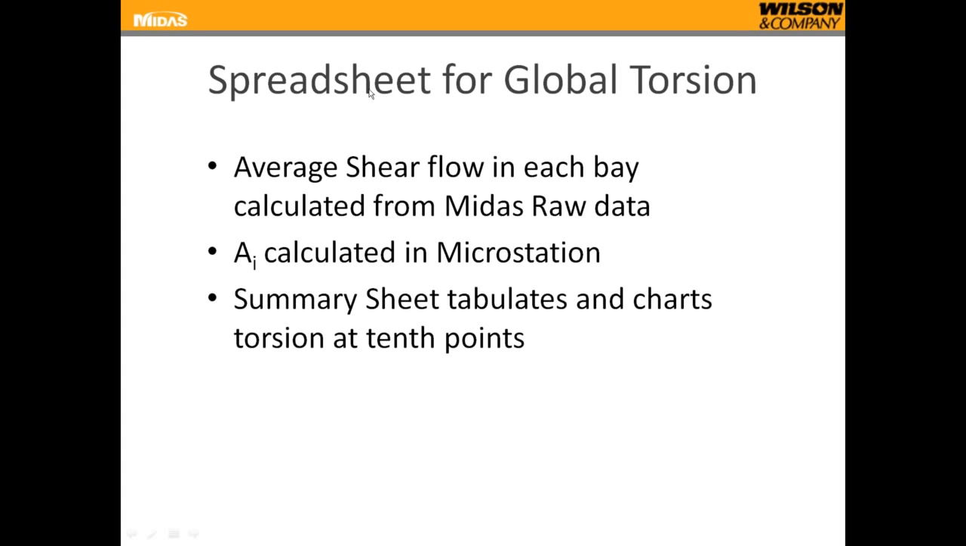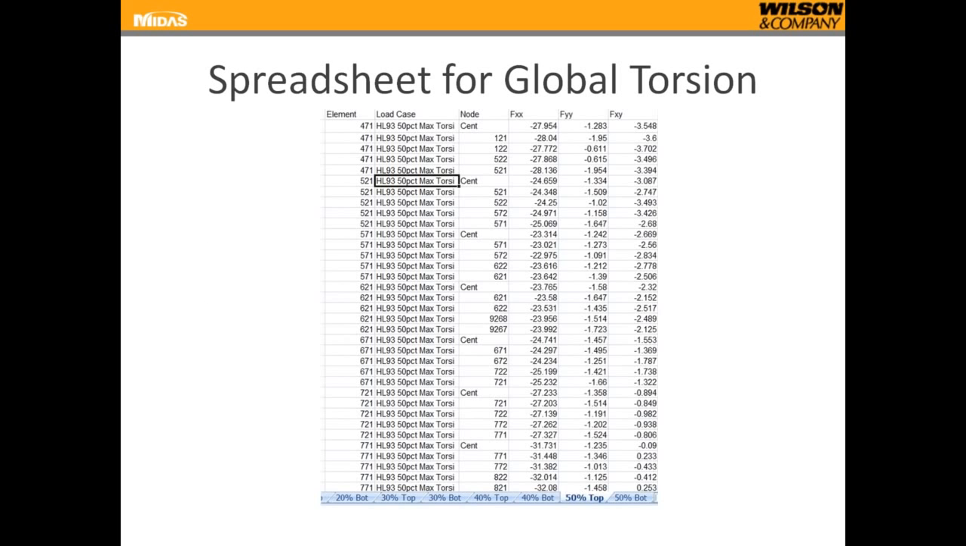Spreadsheet for global torsion. The average shear flow in each bay was calculated from raw data from MIDAS. A sub I was calculated in MicroStation using that drawing I showed you earlier that had all of the cross sections for the various locations. And a summary sheet was used to tabulate and chart the torsion at the 10th points. So here's the spreadsheet for global torsion.